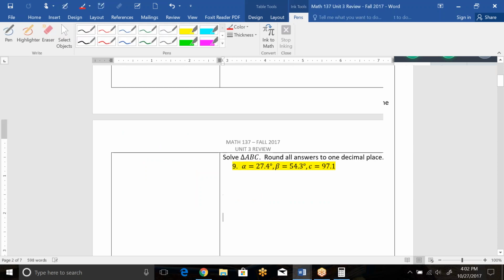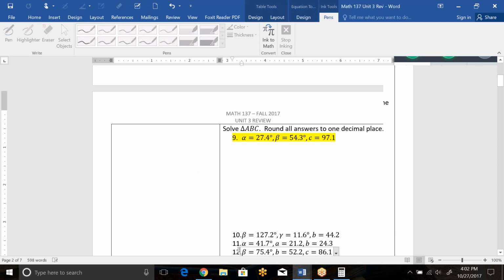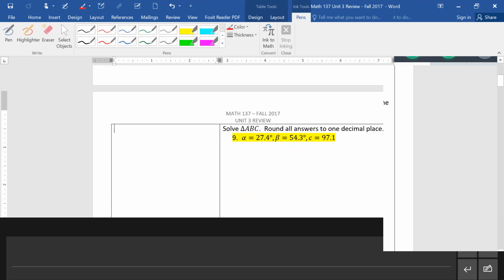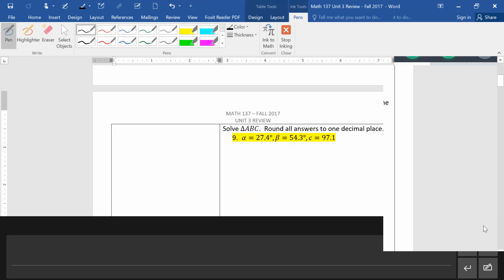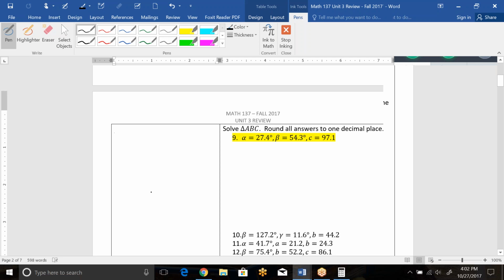Okay, that brings us to number 9. We're going to find all the missing pieces of this triangle based on what we're given here. So we're going to draw the best we can what this triangle looks like. And again, it doesn't have to be perfect. So alpha is at that angle, beta, and then gamma. Alpha is 27.4 degrees. Beta is 54.3.